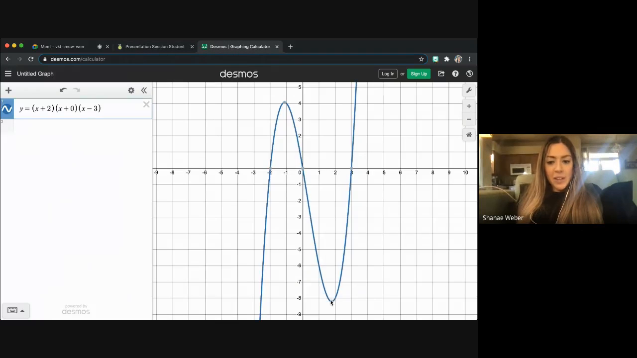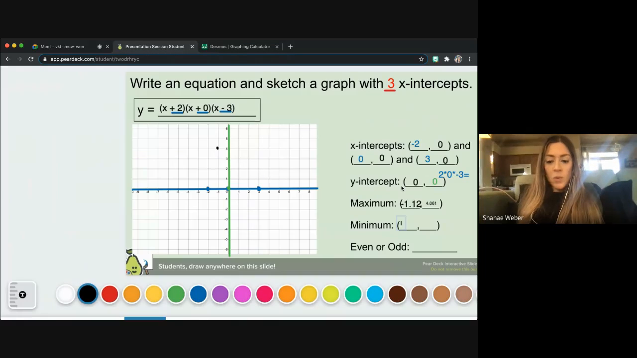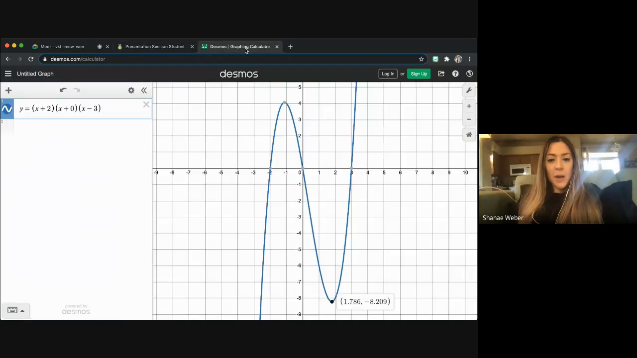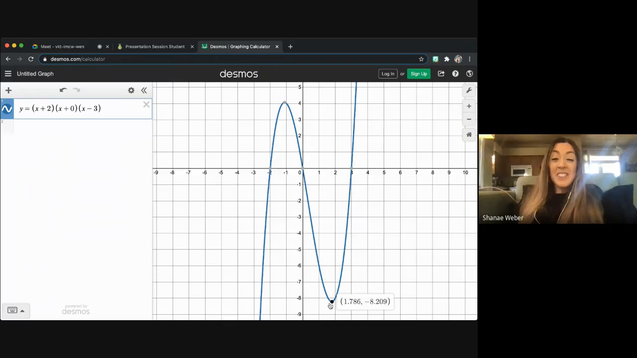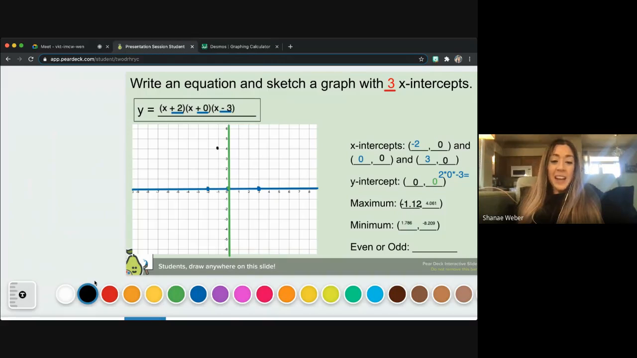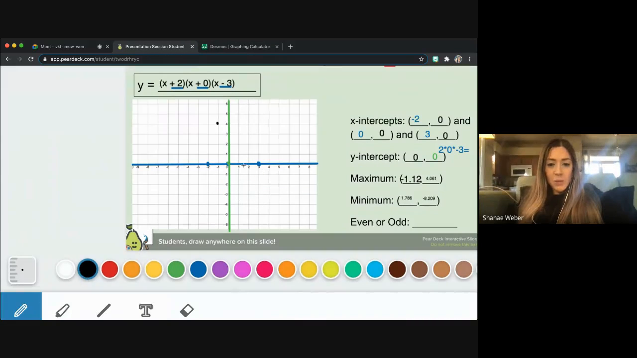And then our minimum down here, if we click on it, is at 1.786, comma, negative 8.209. So I'm going to write that down for my minimum. 1.786, comma, negative 8.209. And that point might be off of our graph, but that's okay. We can just kind of throw it in there. So it's a little bit past 1 and a little bit down here past -8. We don't have -8. So a little bit past 1. -8 would be kind of down here.